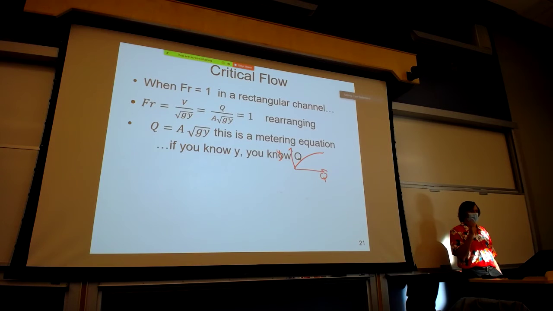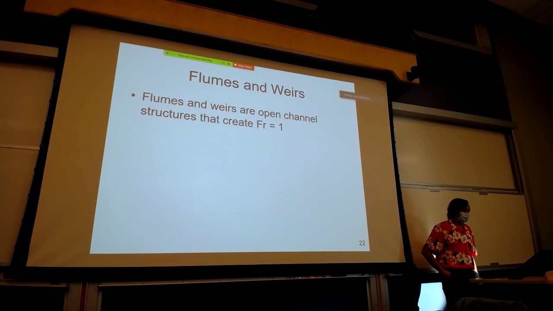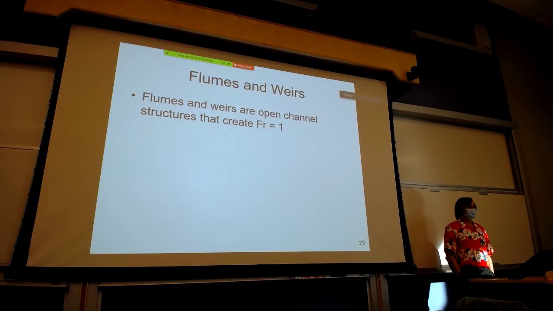So again, using this concept, if you know or can create a location where the Froude number is equal to 1, you've created a metering location. So this brings us to flumes and weirs. Flumes and weirs are open channel structures that create critical flow, Froude number equal to 1.